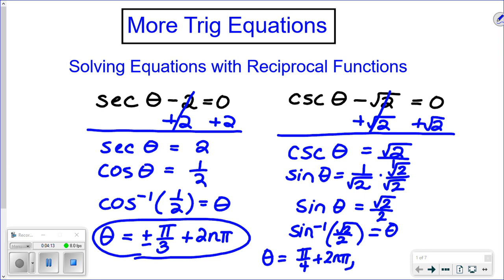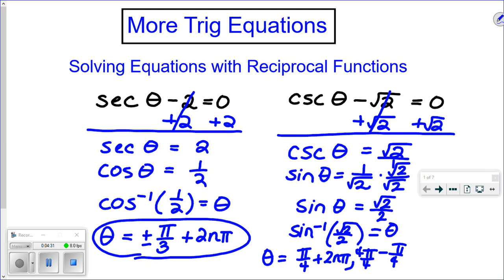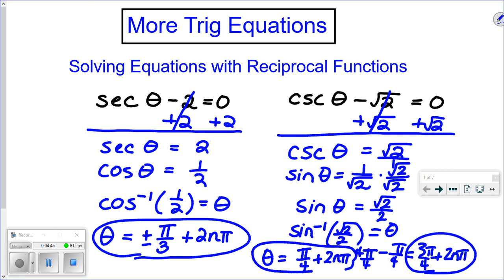But there is another angle where sine is equal to square root of 2 over 2. And an easy way to find it is to just calculate pi minus pi over 4. And then, because we need a common denominator, we'll make pi 4 pi over 4. And then 4 pi minus 1 pi gives us 3 pi over 4. And then we'll also add the plus 2n pi. Okay, so these are all the solutions for theta. All right, so that's how we deal with reciprocal functions.